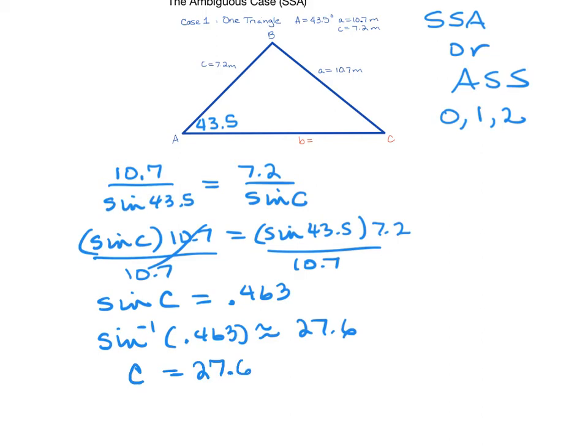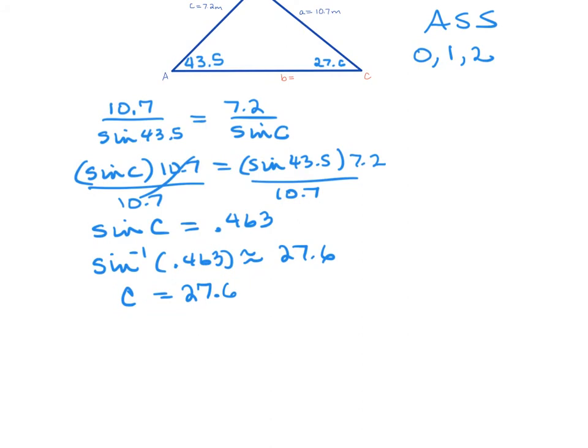Now, again, what we need to do is check to see if possibly there's a second triangle. You can either stop and check it now to see if you have to do another one, or let's just go ahead and finish solving this first. So this angle C is 27.6. Now what I need to do is find little b.